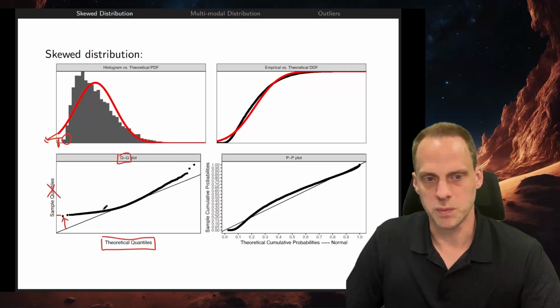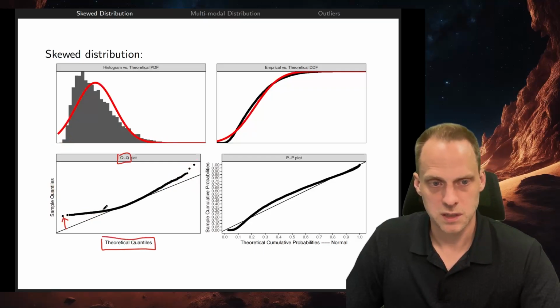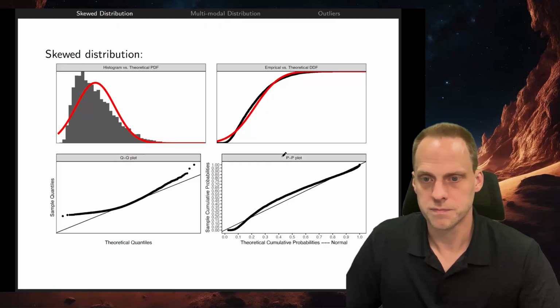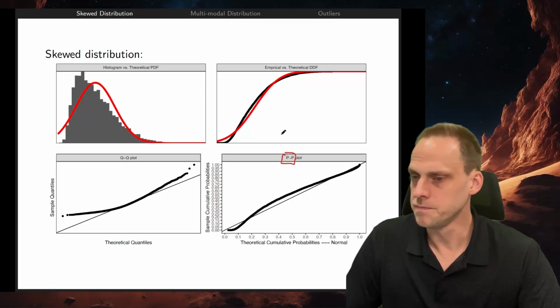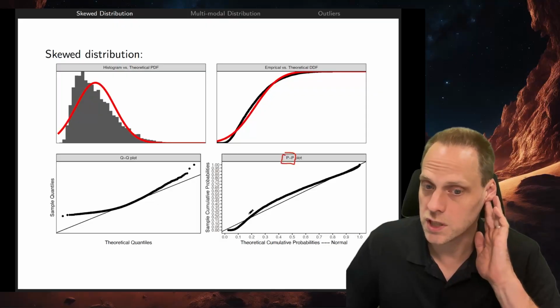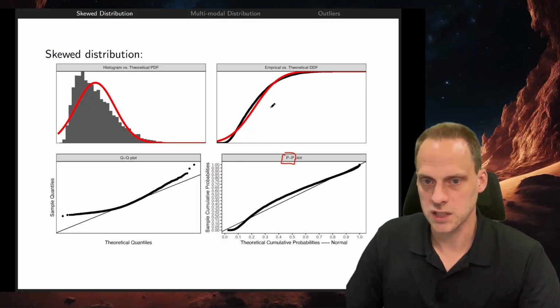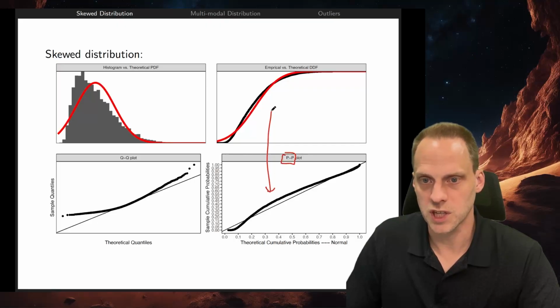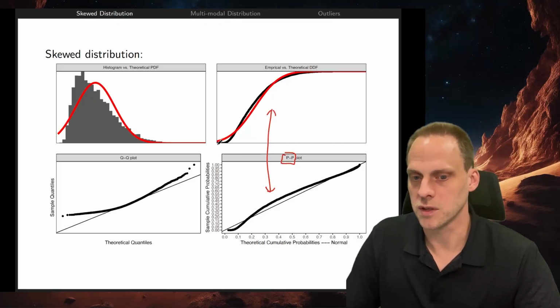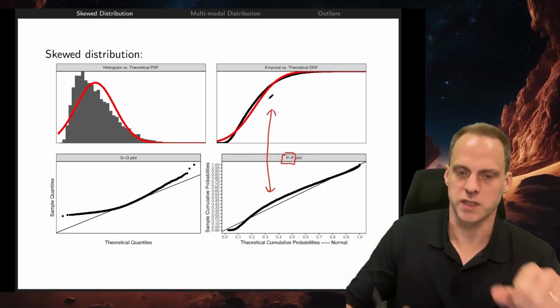Do we see that also in the PP plot? Yes, a little bit different. So here we have the PP plot. And we see here something else. What this shows is this is actually pretty much the same plot as this one, except that you can imagine the red line being stretched out.